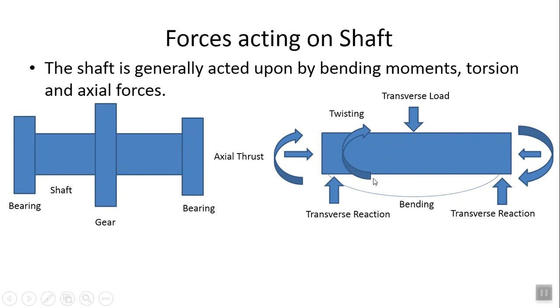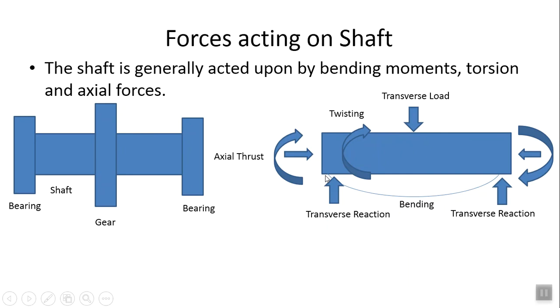Now, to oppose this weight, there will be two reactions. That's why we call it a transverse reaction, which is actually given by the bearings. So this is from the supports. Okay, so this is a transverse reaction. This is again a transverse reaction. Now because of this type of loading, which acts at the center or somewhere else, this particular shaft will behave like a beam. You can understand, because of this, bending will exist in this shaft.